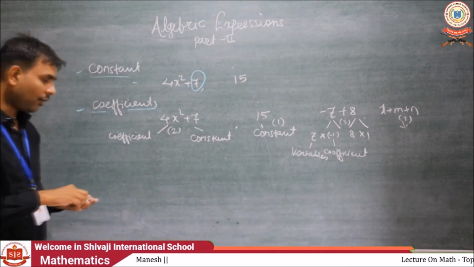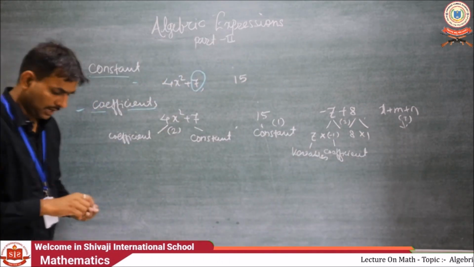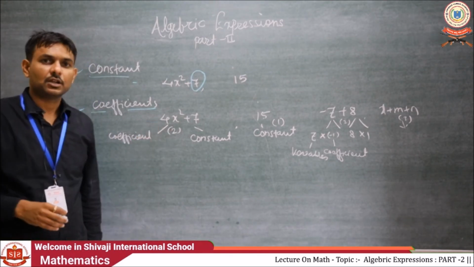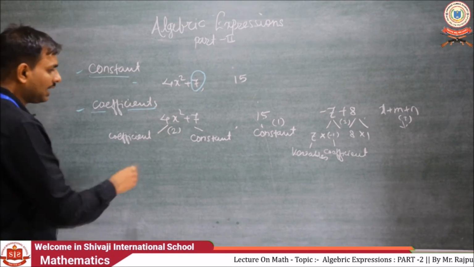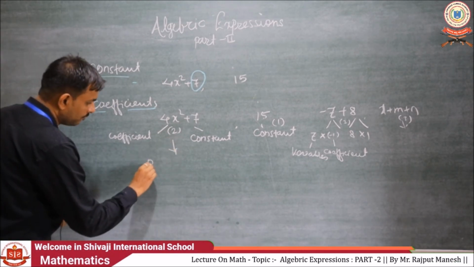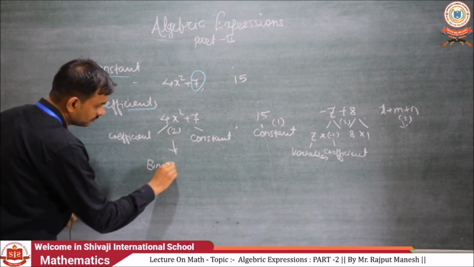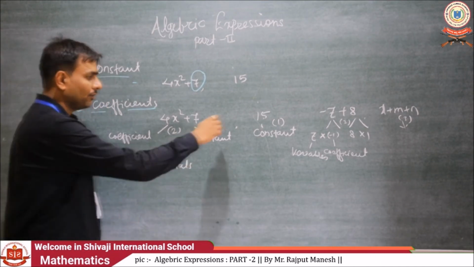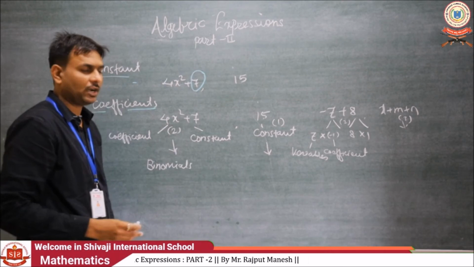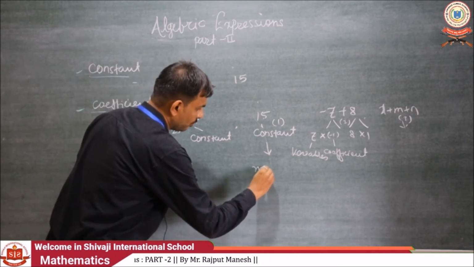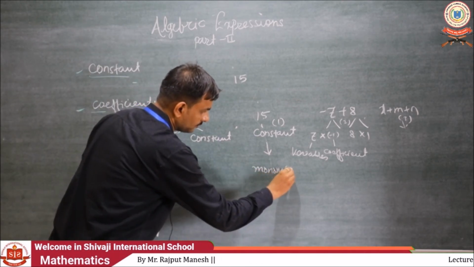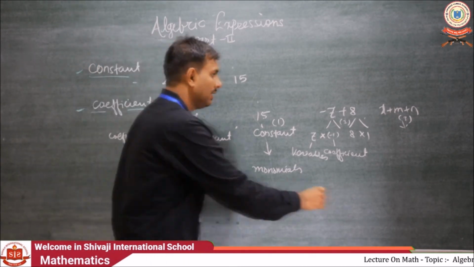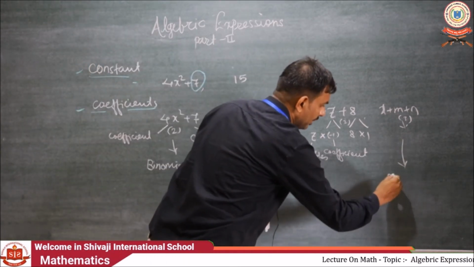So according to their terms, our expressions are divided as per their terms. If 2 terms are there, then this is nothing but a binomial. Binomials. Understood? Now a single term is a monomial. And if more than 2 terms, it is nothing but a polynomial.